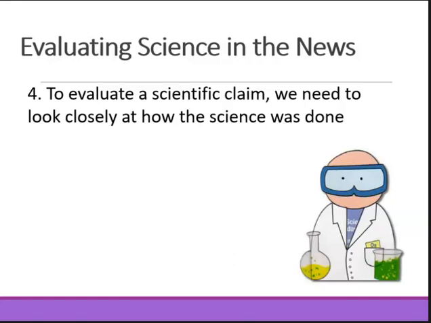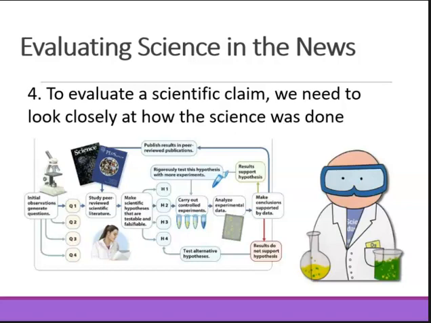Now, to evaluate a scientific claim, we need to look closely at how the science was done. We want to make sure that the scientific method was performed in order to trust a scientific claim. We want to make sure that the scientific method included initial observations, a study of peer-reviewed scientific literature, used to make a scientific hypothesis that is testable and falsifiable.